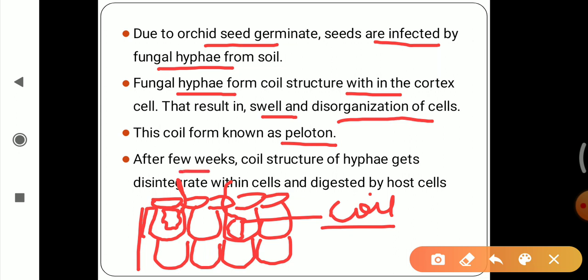After a few weeks, the coil structure of the fungal hyphae gets disintegrated within the cells, and that will be digested by the plant host cells. The plant's root cells digest it a few weeks later. The fungal hyphae coil structure gets disintegrated and is digested by the plant cell.